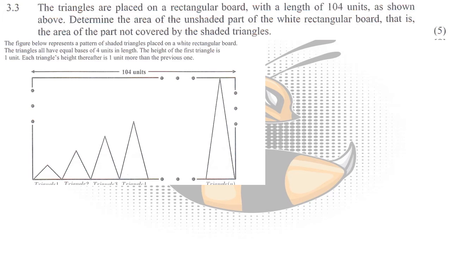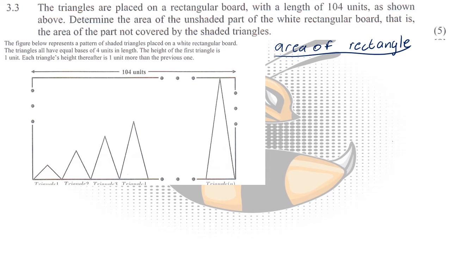So the first thing we're going to have to do is calculate what the area of the rectangle is in total, then calculate the area the triangles are taking up, and then subtract the two to get the area that is not shaded. Now, let's start by taking a look at the area of the rectangle.